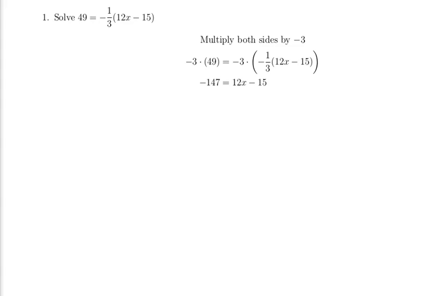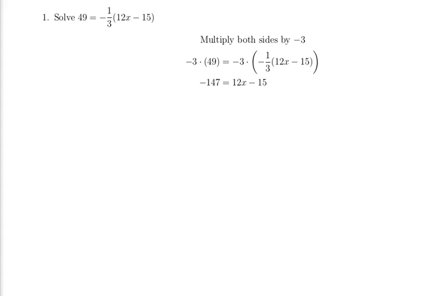We choose to multiply both sides of the equation by a minus 3, leaving on the left-hand side a minus 147, and on the right-hand side, just that part that's left inside of the parentheses, because this minus 3 multiplies the minus 1/3 and just gives us a 1.